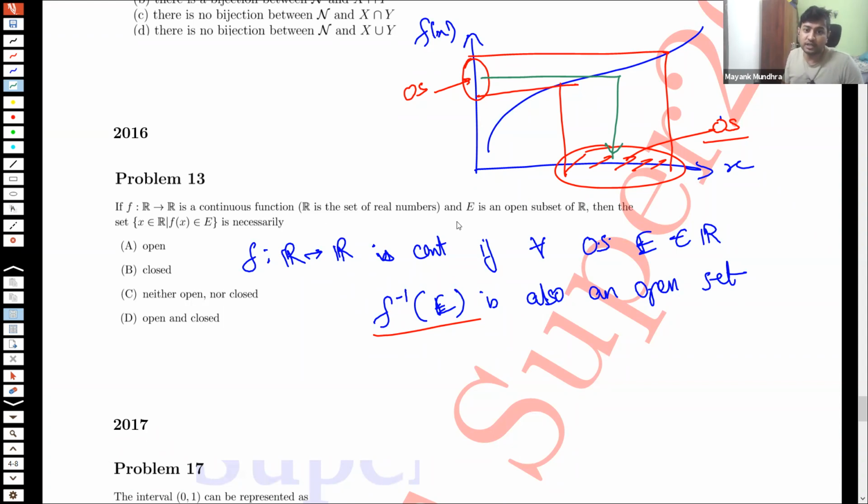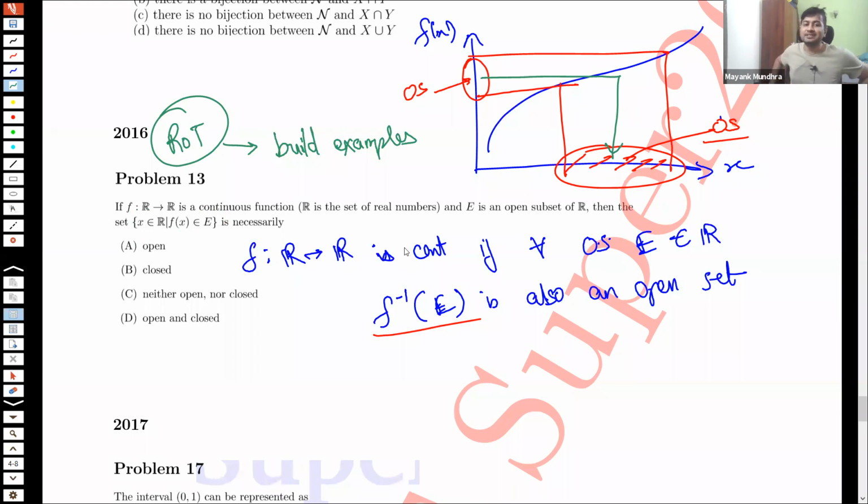So if the function is continuous and E is an open subset, then this set just defines f inverse of E. So this is necessarily open. Okay. So one rule of thumb would be: build examples and try to eliminate things.